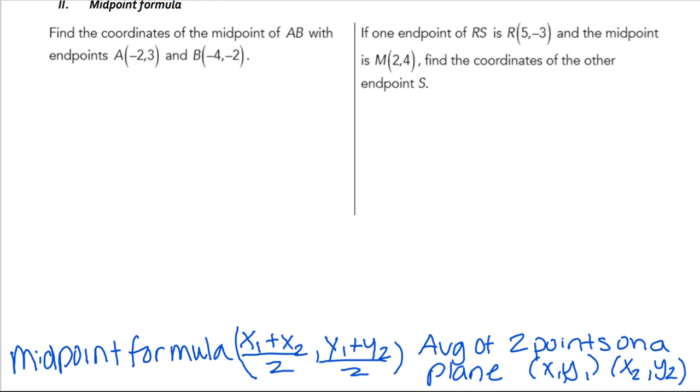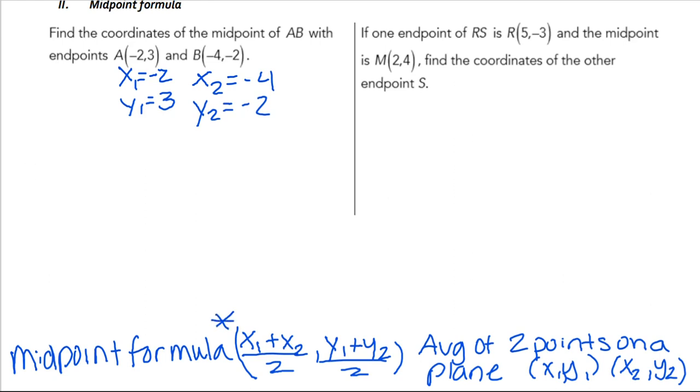Find the coordinates of a midpoint of AB with endpoints. A is -2, 3. So that's my x1 and my y1. And B is going to be -4, -2. That's my x2, and then my y2, -2. So now we're going to use this formula right here.